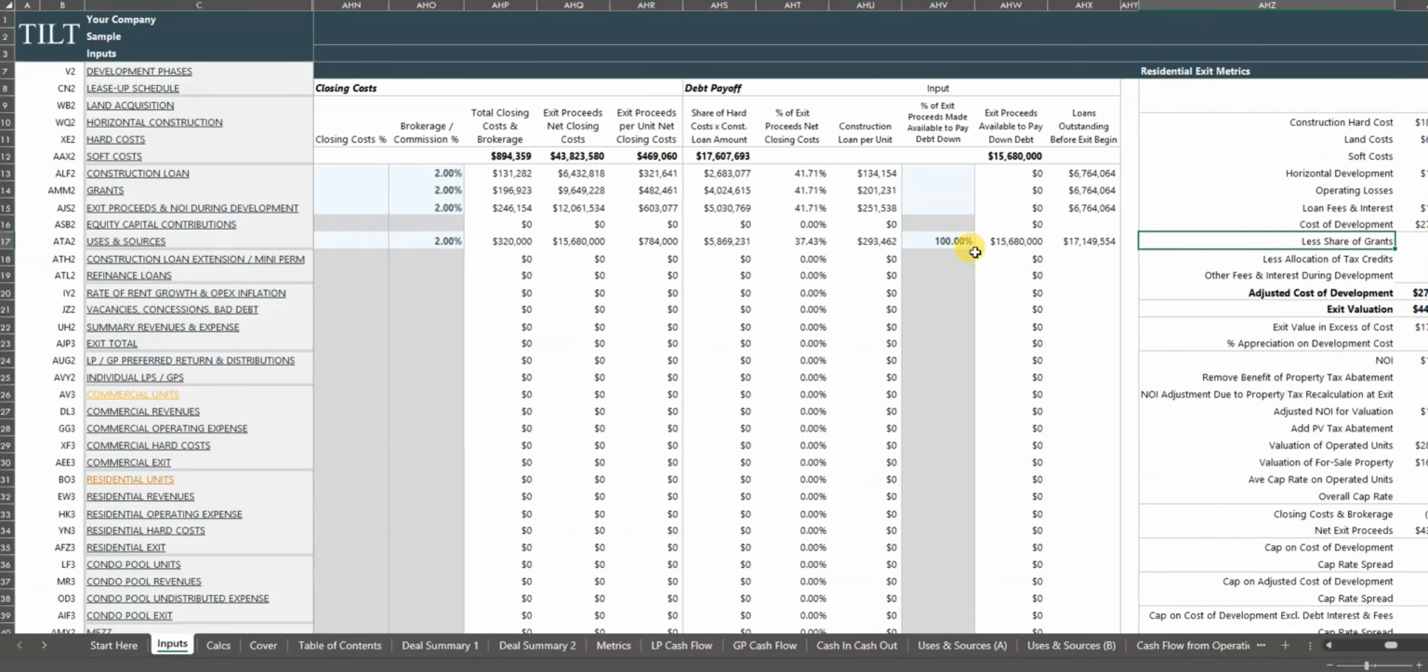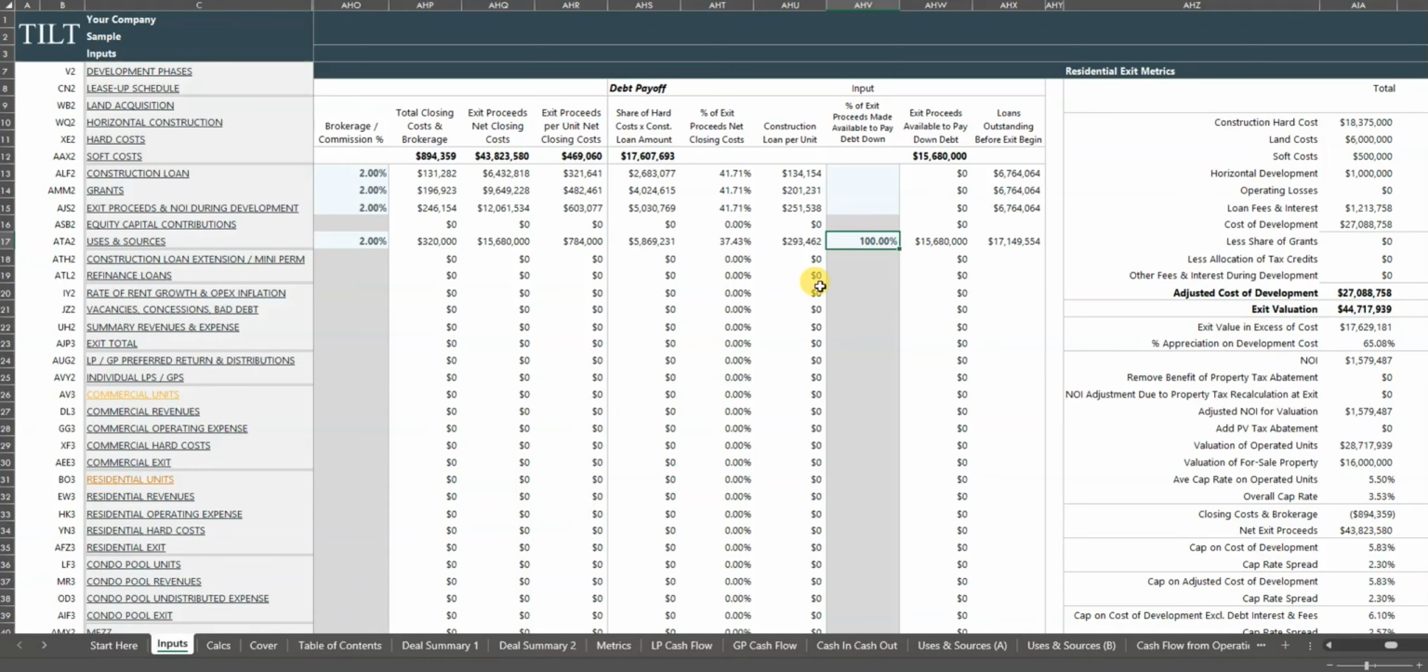And let's say because you're selling off these units, the bank is going to want to get paid back if you're diminishing their asset base, right? So I could say, let's apply 100% of those exit proceeds to paying down debt. So net exit proceeds after closing costs is $15,680,000.